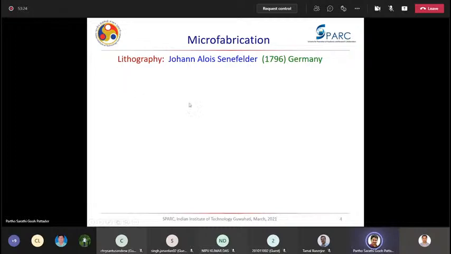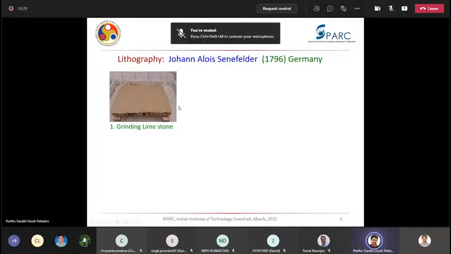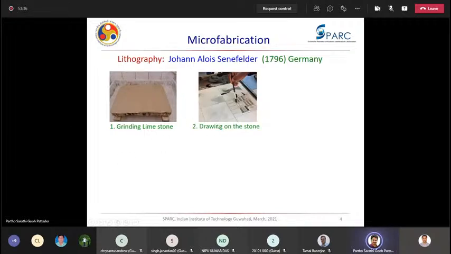So what is it? He took some limestone, and he first cleaned this limestone, then he painted on this limestone. This painting was done with some greasy ink. And the principle of this lithography lies in that water doesn't like oil or grease, and grease or oil doesn't like water.